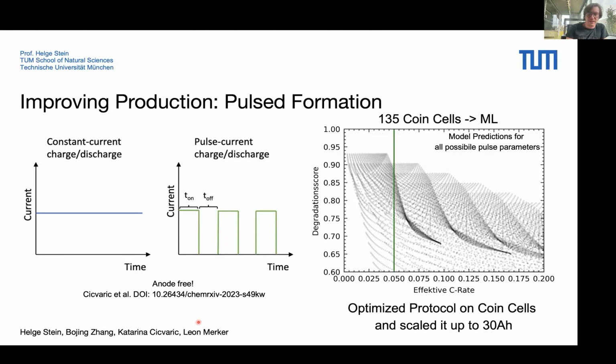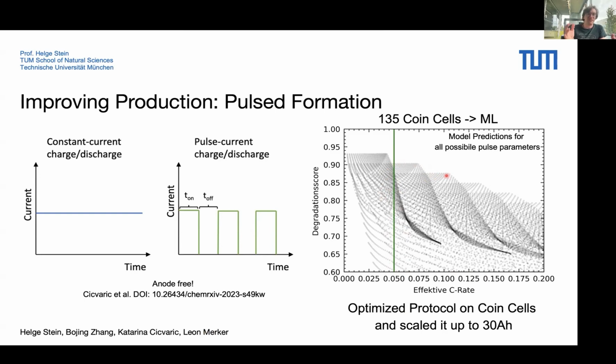And what we actually did in the master thesis of Leon Merker, who's now doing his PhD thesis with me, was we were able to have a degradation score. And we actually used that degradation score to put towards the formation process. And what we then said is, okay, we need an effective C rate that is anyway faster than the 20 hours. But also, ideally, we don't want to degrade too much. So we need to essentially have a parameter set from the upper points here.